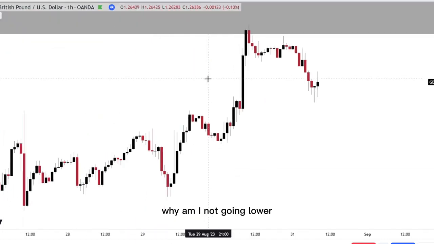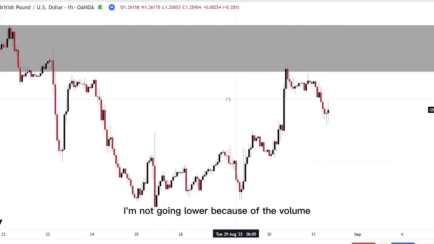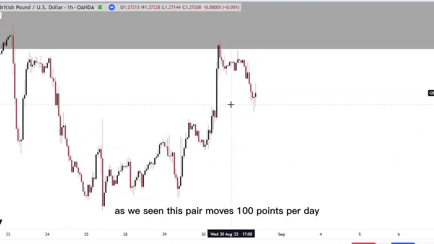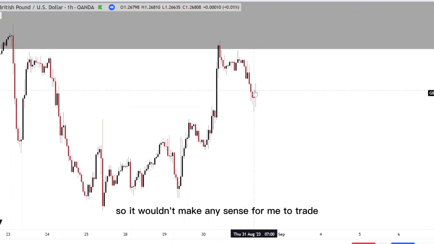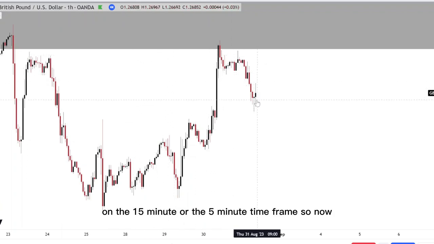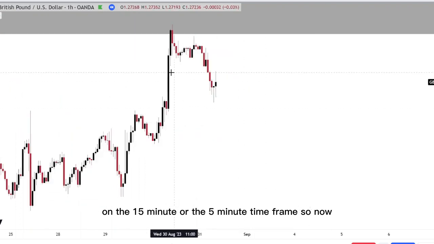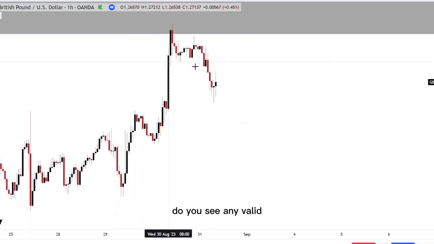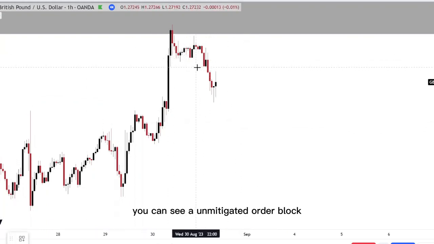Why am I not going lower? I'm not going lower because of the volume. As we've seen, this pair moves 100 points per day. So it wouldn't make any sense for me to trade from an intraday perspective on the 15-minute or the 5-minute time frame. So now this is where you can start looking for your entry. What do you see? Do you see any valid entry? You can see an unmitigated order block.